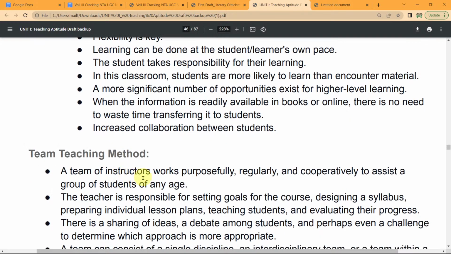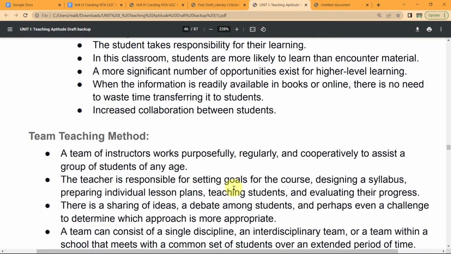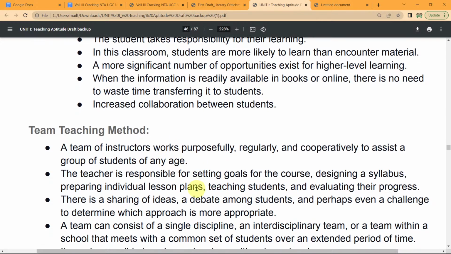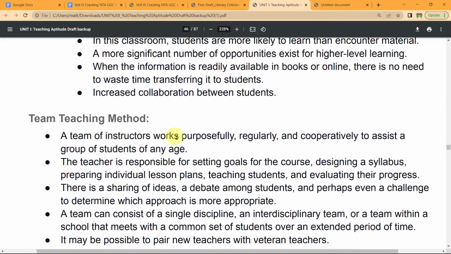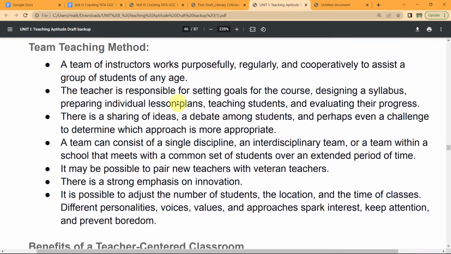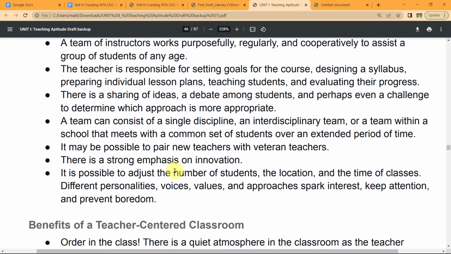It can be instructors working purposefully, regularly and cooperatively to assist a group of students of any age. It can be either children or adult learners, all these. Okay, the teacher is responsible again for setting up the goals of the course and designing a syllabus, and also they prepare lesson plans and also evaluate their progress. I hope you got this, and this is the team teaching method. So I hope these are all the small points.